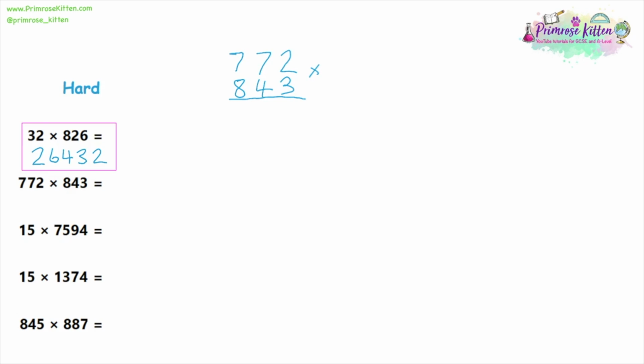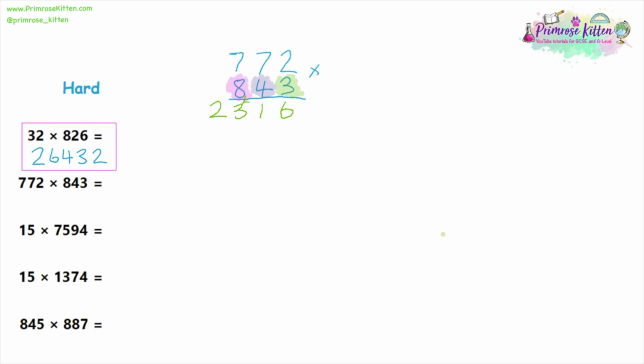We're doing this in 3 sections. We'll multiply by 3 first, then we'll multiply by 40 second, and then we'll multiply by 800 third. So, multiplying by the 3 units first. 3 times 2 is 6, and since 3 is in the units column, I'll write my answer in the units column. Then 3 times 7 is 21, carrying the 2. Then 3 times 7 is 21 again, but with the 2 I carried, that will give me 23, carrying the 2.